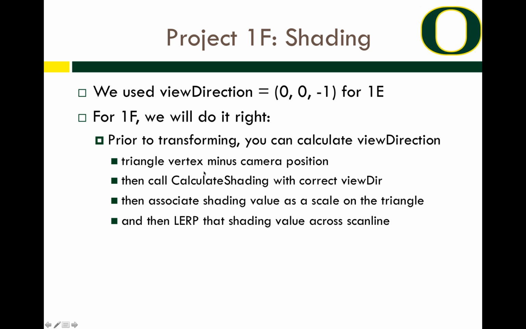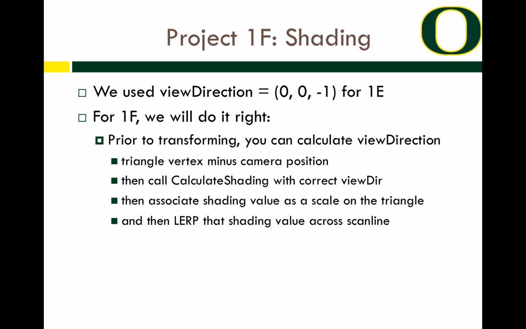And then once you have that view direction and you have a normal, you can call calculate shading with the correct view direction. And then you can add a new data member to your triangle, which is the shading value. And then you can lerp that shading value across a scan line. And so this should be great, and actually it should take care of some of the normals issues we ran into in 1E. So this is a change: you did shading in device space in 1E.